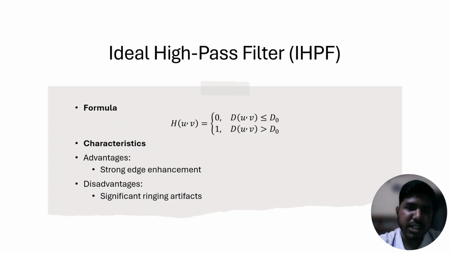The ideal high-pass filter blocks the low frequencies and allows high frequencies to pass. As a result, edges become stronger and more visible. However, it can also create ringing effects. So, it is not always the best choice.